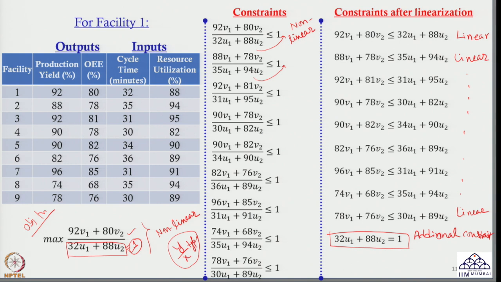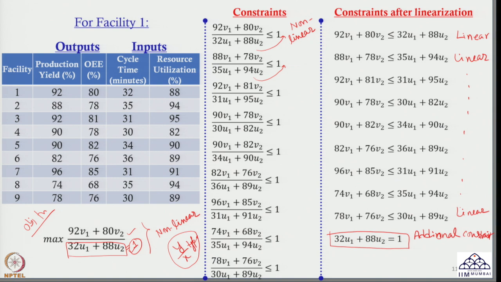As the denominator has become 1, what is the maximum value the numerator can take? The maximum value the numerator can take is also 1. Therefore, if I add this constraint 32 u1 plus 88 u2 equal to 1, I am not losing any information. I am not putting any restriction which is not part of the model.